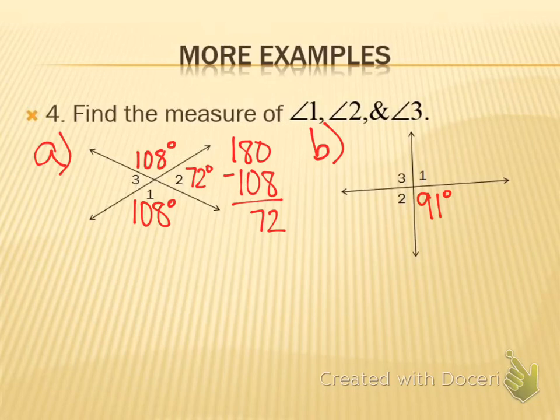Julian! Now that Cade did the hard work, can you tell us what angle 3 is? It's also 72 degrees because 2 and 3 are vertical to each other. Or, if you wanted to do the work all over again, you could say, well, 1 and 3 have to be supplementary.